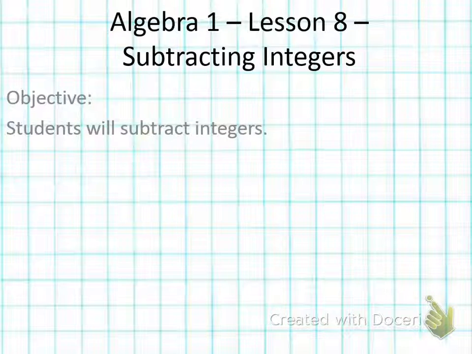This is lesson 8, subtracting integers. So we're doing what we did yesterday, where we're combining integers. In math, we have to combine numbers using 4 operations: adding, subtracting, multiplying, and dividing. You need to know how to do all of them. Yesterday we did adding. Today we're doing subtracting. It's just part of math.